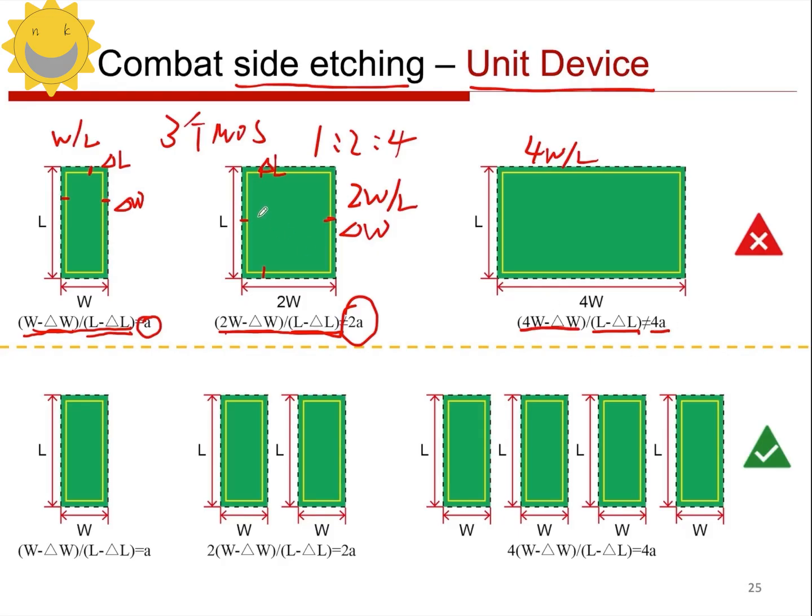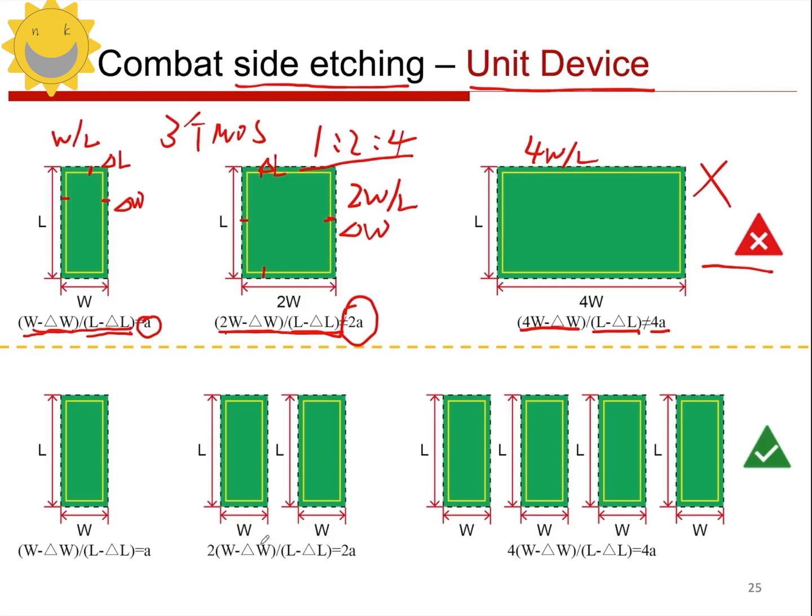So in this case, after considering the side effects, if we draw them according to W, 2 times W and 4 times W, it is difficult to guarantee these three transistors can reach a relationship of 1 to 2 to 4. So what about this? It is not advisable to draw them this way. We must use the unit device, which means using a single unit component. Then, we can control the ratio between them by paralleling these unit devices.